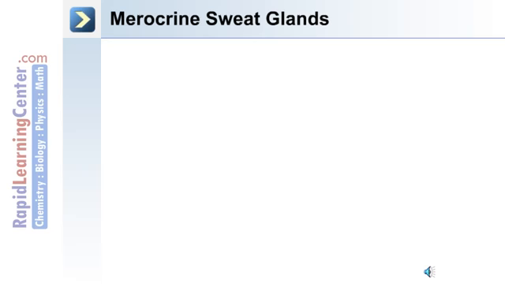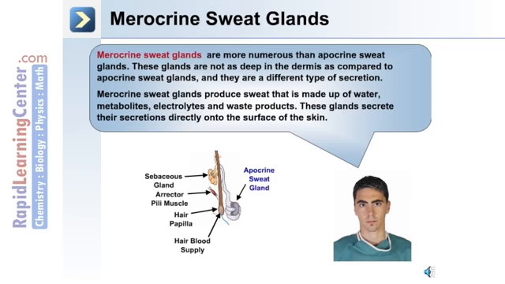The other type of sweat glands are merocrine sweat glands. These are more numerous than apocrine sweat glands. They are not as deep in the dermis as compared to apocrine sweat glands, and they have a different type of secretion. These glands secrete sweat. This is made up of water, metabolites, electrolytes, and waste products. They secrete their secretions directly onto the surface of the skin.